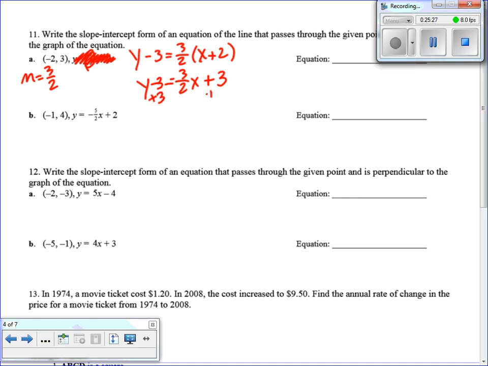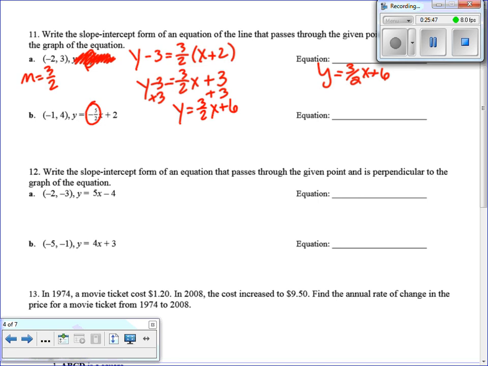Then add 3 to both sides. And what you'll get is y equals 3 over 2x plus 6. So we see that our slope-intercept form equation for this particular one is y equals 3 over 2x plus 6. Now, looking at the second one, again, we're wanting to write a line that's parallel to the one that they gave us and passes through the following point.